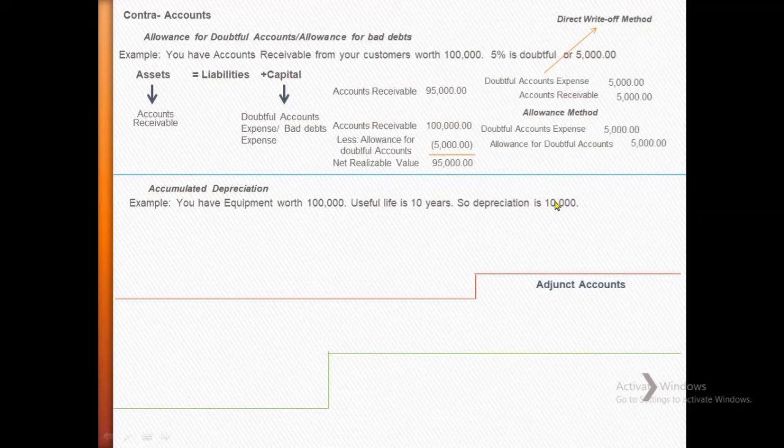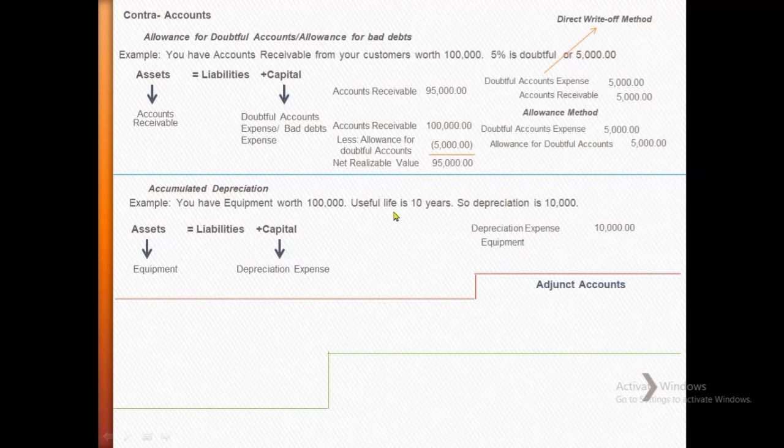So I told you in the past video that the effect on the assets equals liabilities plus capital will be a decrease on the capital because of the depreciation expense, and of course it's a decrease also on the equipment, on the assets. So if we're going to have an entry, we're going to debit depreciation expense of 10,000 and we are supposed to credit equipment for 10,000.